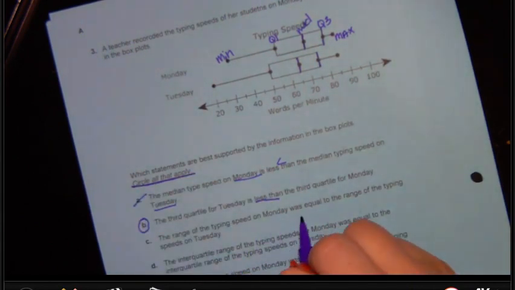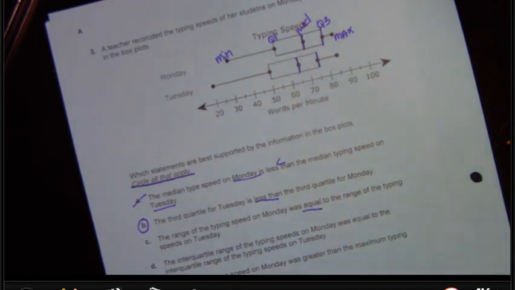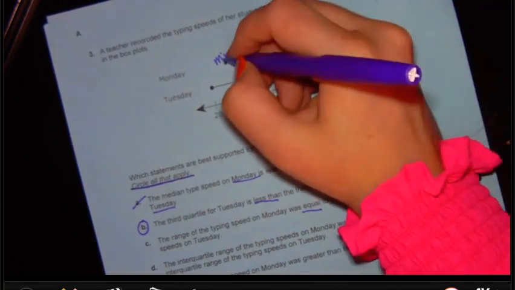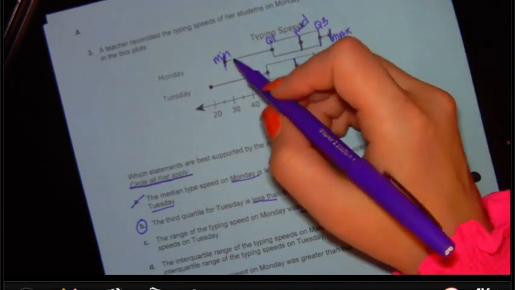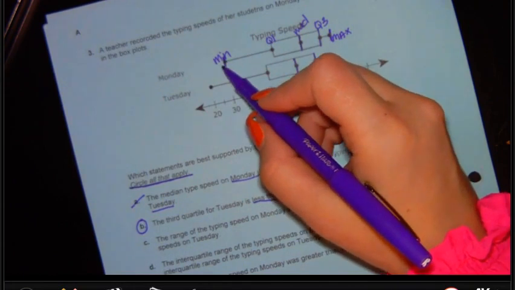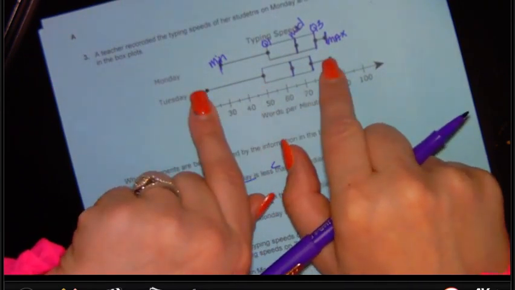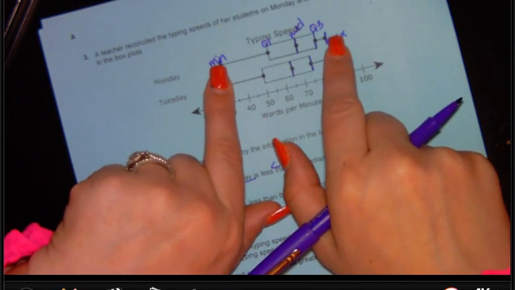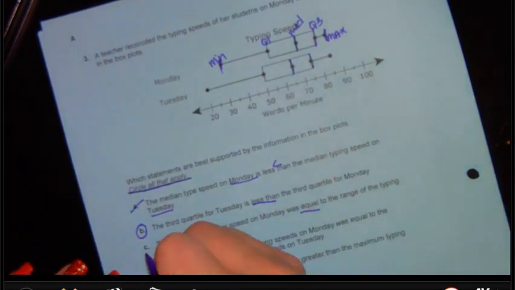The range for typing speed on Monday was equal to the range for typing speed on Tuesday. Well, the range is from the highest to the lowest. It looks like both Monday and Tuesday have the same high, but Tuesday's minimum is much lower than Monday's. If I look at range as the spread of the data, the spread of my box and whisker on Tuesday is further than my box and whisker on Monday. So Monday's range is smaller than Tuesday's range, which means they are not equal. So C is not true.